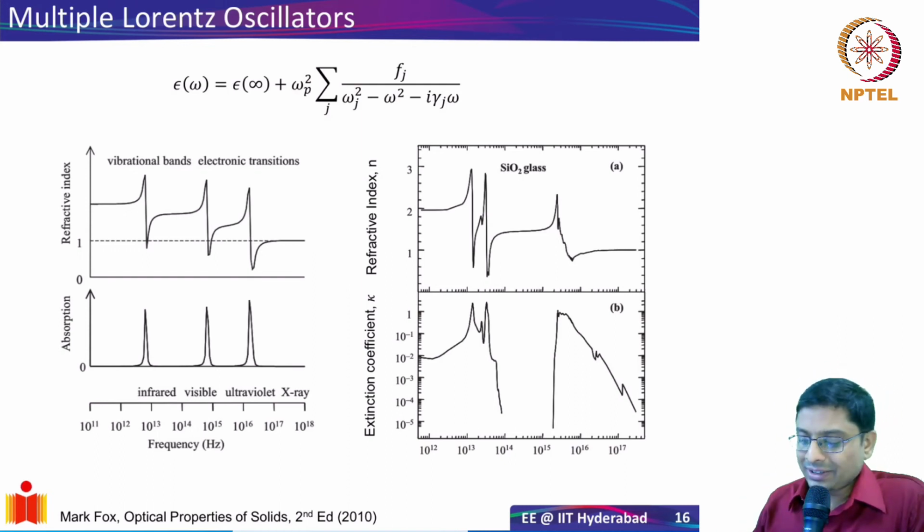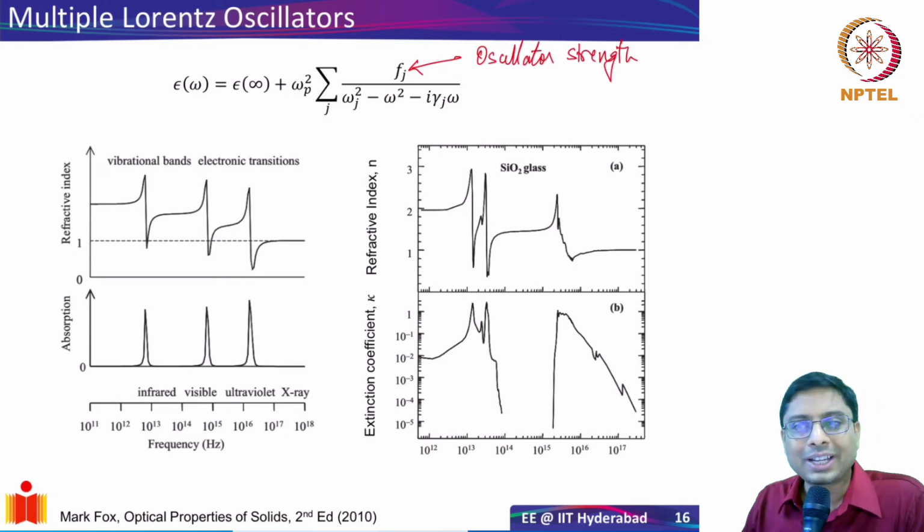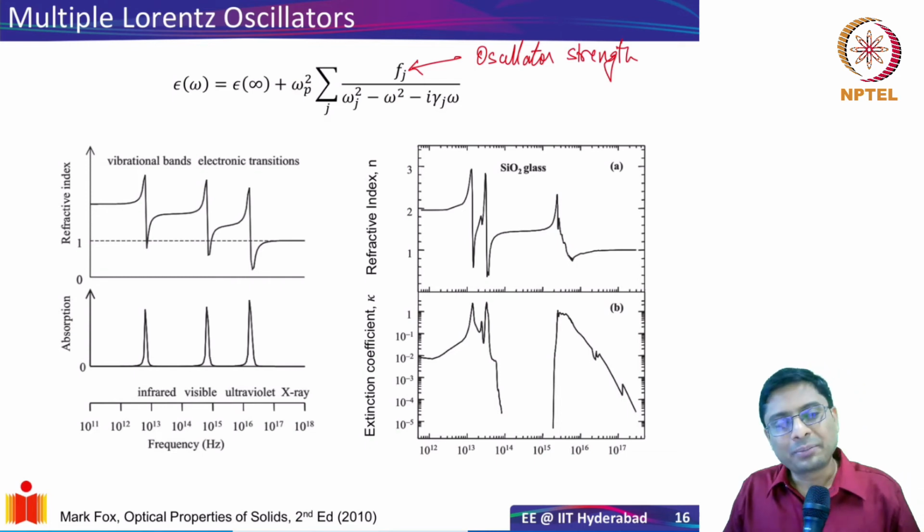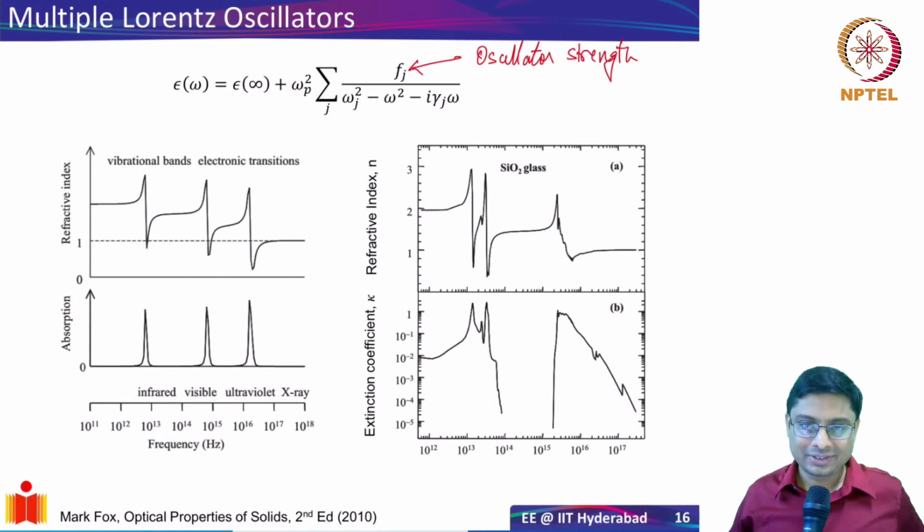The only new thing I'm introducing here is the oscillator strength, which I don't justify so far, and I won't right now. What I'm trying to say is you can have oscillators, but each oscillator need not be equally strong. There can be some oscillators which are strong.